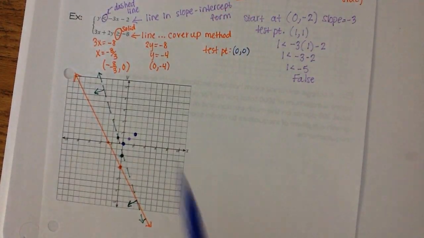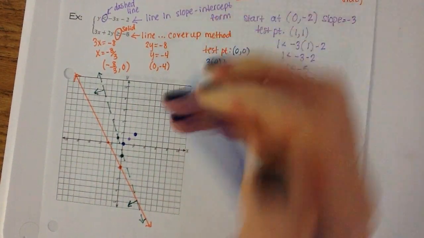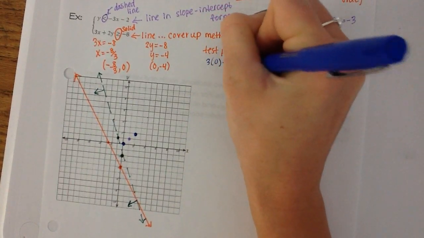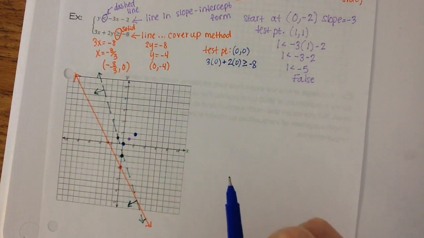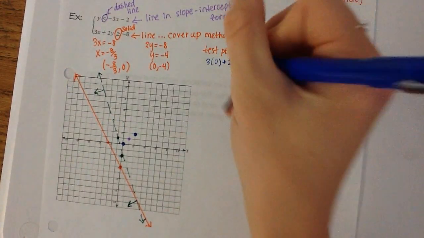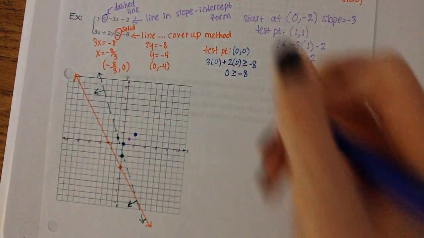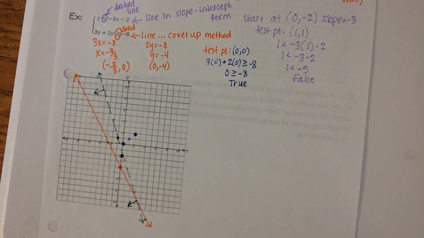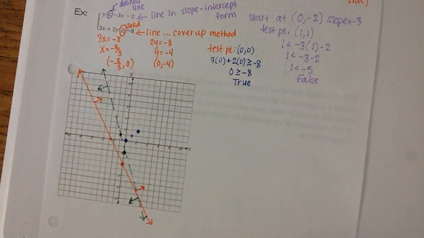So let's go ahead and plug it in. We have 3x, so 3 times 0, plus 2y, which is 2 times 0, is greater than or equal to negative 8. We have 3 times 0 is 0, plus 2 times 0 is 0, so we're left with 0 is greater than or equal to negative 8, and that is true. So, since it's true, we are going to shade on this side of the test point. So we are going to shade on this side of our line.